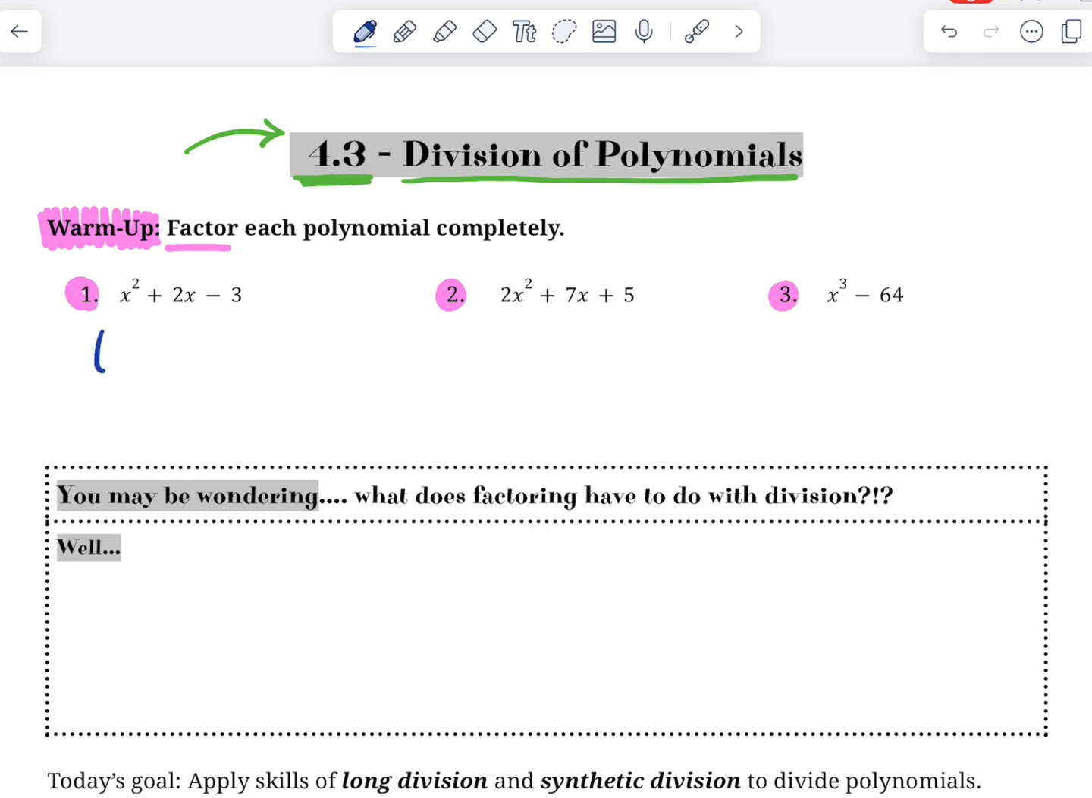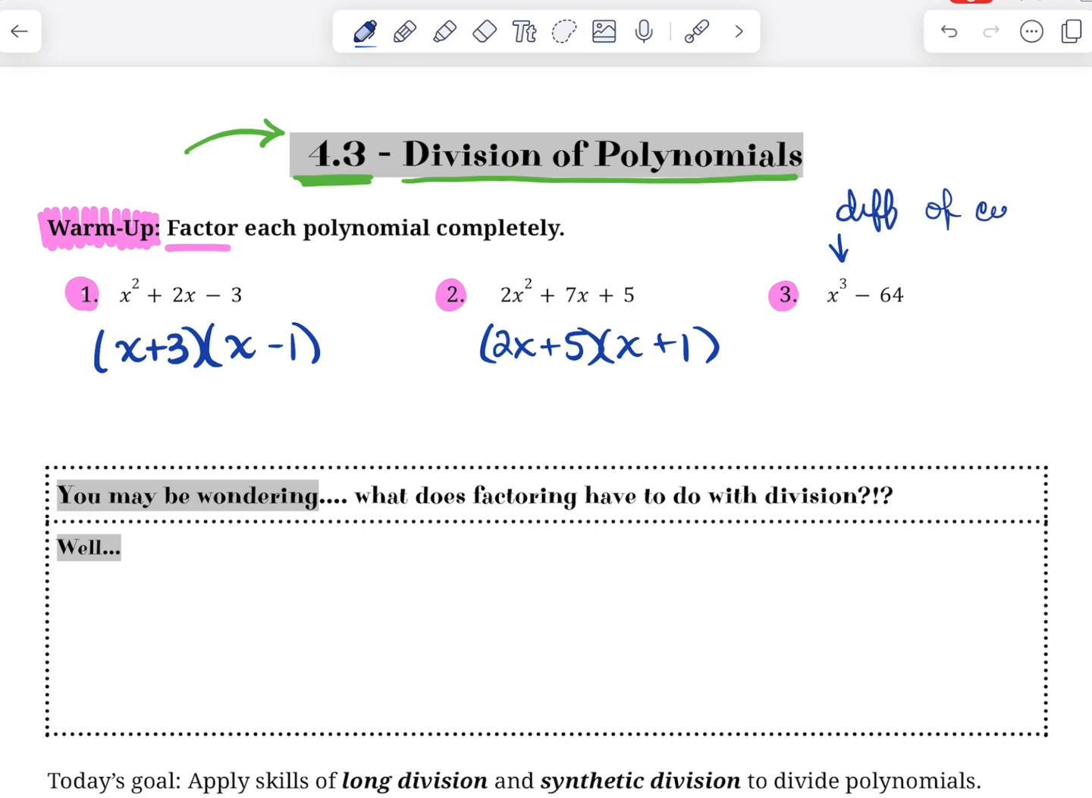So your answers should be the quantity x plus 3, times the quantity x minus 1. You should then get the quantity 2x plus 5 and x plus 1. All right, and then lastly, this guy right here is a difference of cubes.